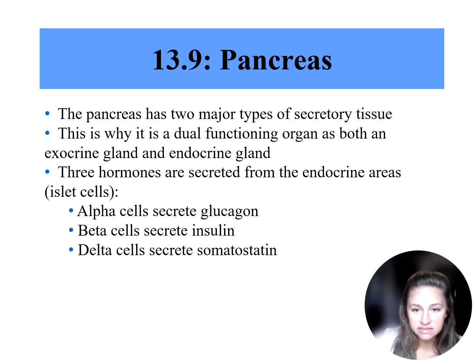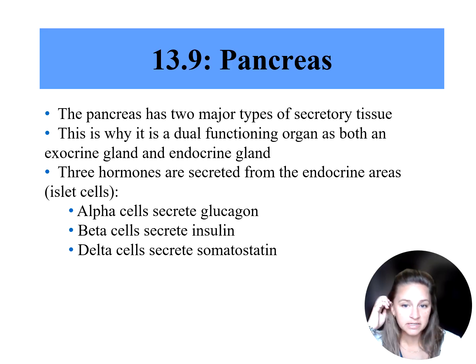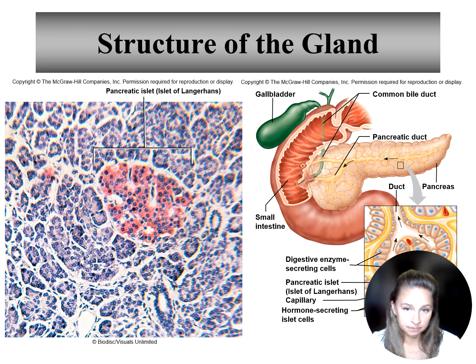Okay, the next thing that we'll talk about is the pancreas. And the pancreas really is an example of acting as both an endocrine gland and an exocrine gland. So we'll see the structure here in a second. It secretes hormones like an endocrine gland, and then it also secretes digestive enzymes into ducts like an exocrine gland. So it acts as both exocrine and endocrine.